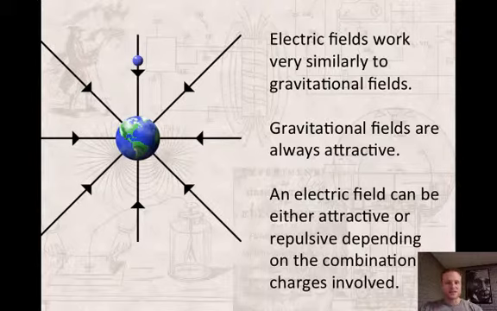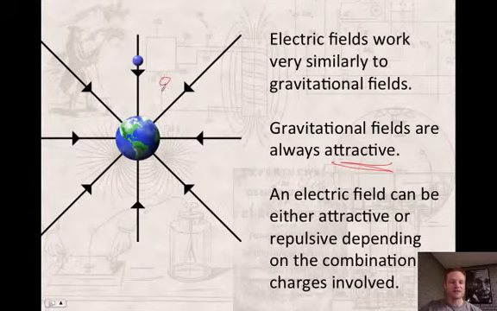Like I said, electric fields work very similar to gravitational fields. The big difference between gravitational fields and electric fields is that gravitational fields are always attractive. What that means is basically if I'm jumping out of a plane, I'm always going to fall down towards the Earth. The Earth will never push me away. So I'm always attracted to the Earth, and that's always going to be true of gravitational fields.